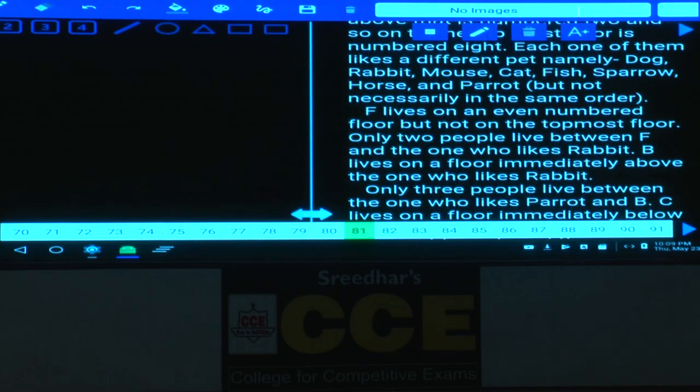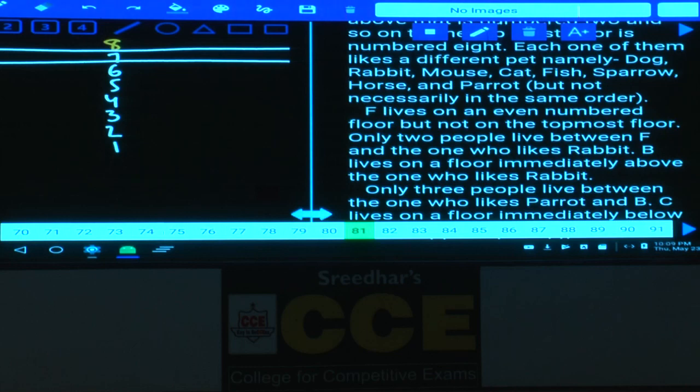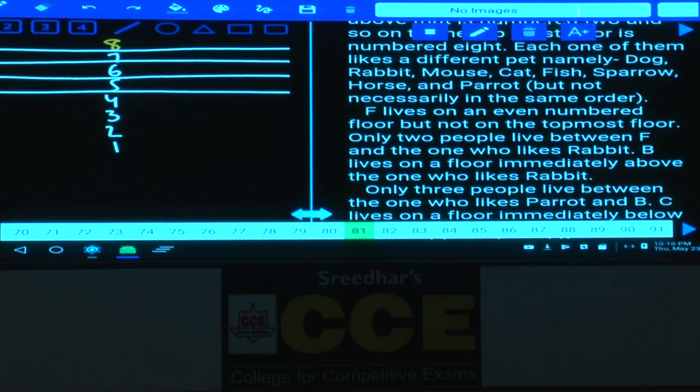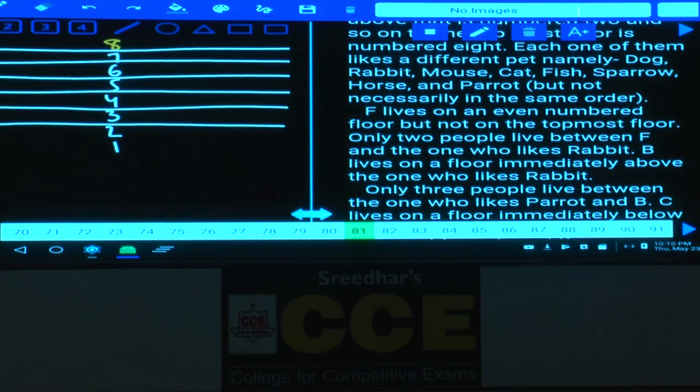Hence, what is the information here? 8 persons. Now these 8 persons are living on 8 different floors, isn't it? Now these are 8 floors: 8, 7, 6, 5, 4, 3, 2 and 1. Now 8 persons are living on these 8 different floors and each one of them likes a different pet as well. Now we need to identify the person and the pet they like.